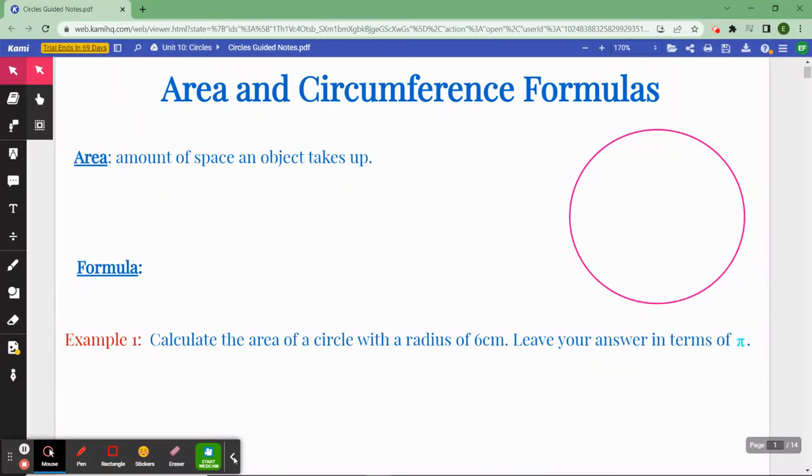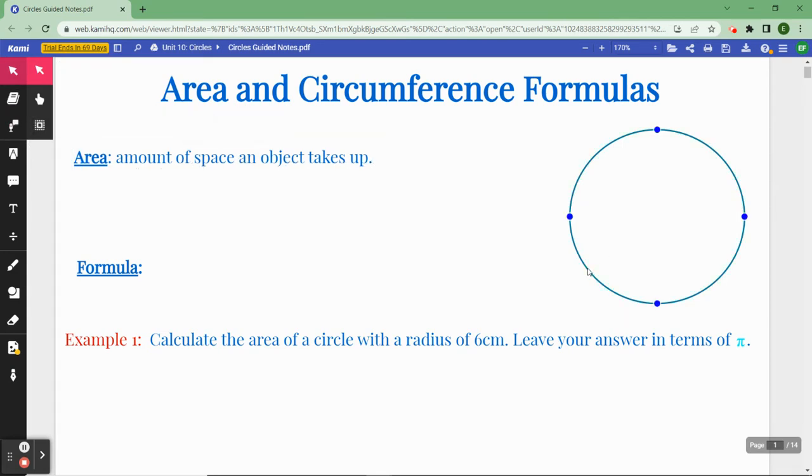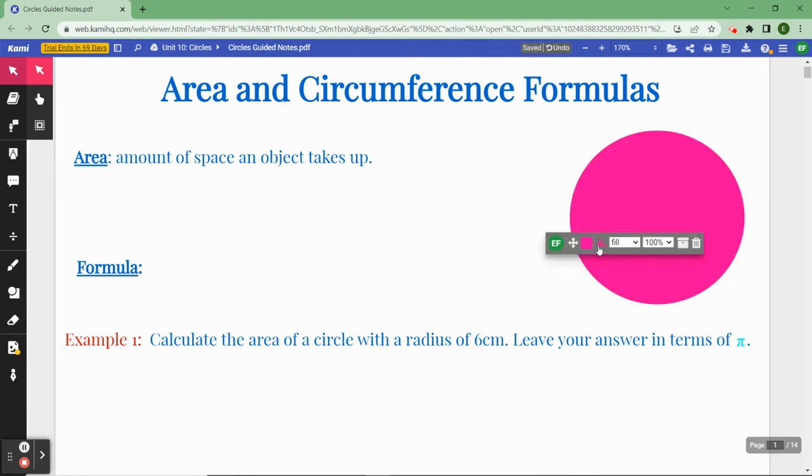Hello everyone, today's video is about area and circumference formulas. So area by definition is the amount of space that an object takes up. If we take this circle over here, if we're looking to find the area of that circle, that means we're looking to fill it in. How much space is required to fill in this circle?